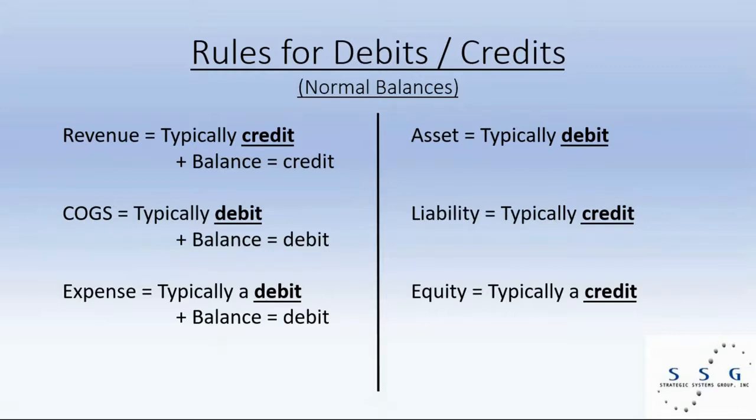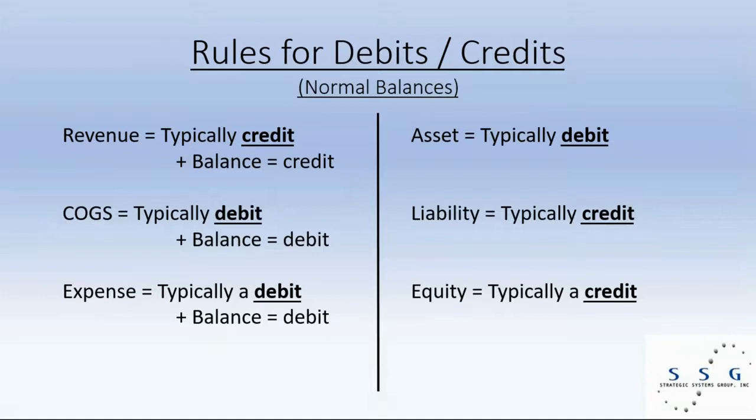On the right-hand side, assets, liabilities, and equity. These are balance sheet accounts. An asset typically is a debit. So whenever you debit an asset account, it'll increase it. Cash and accounts receivable, for example, are both types of assets. Accounts payable is a liability. Whenever you credit the liability, it increases. So basically, when you book an invoice from a vendor, for example, it will typically be a credit to accounts payable, which increases the balance. So you owe more money.